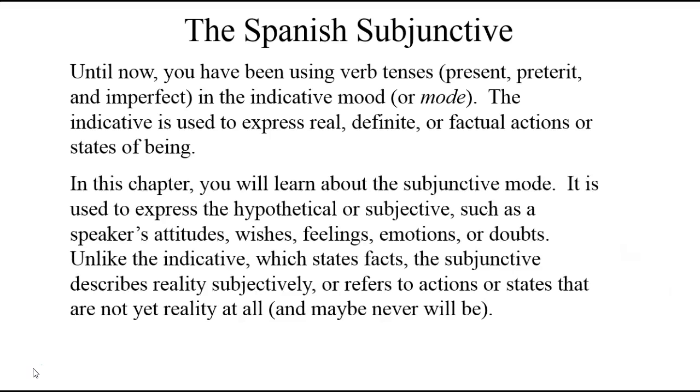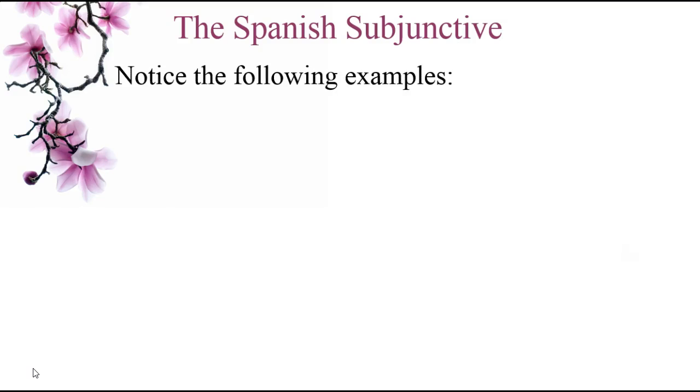In this chapter, you will learn about the subjunctive mode. It is used to express the hypothetical or subjective, such as speakers' attitudes, wishes, feelings, emotions, or doubts. Unlike the indicative, which states facts, the subjunctive describes reality subjectively or refers to actions or states that are not yet reality at all and maybe never will be.